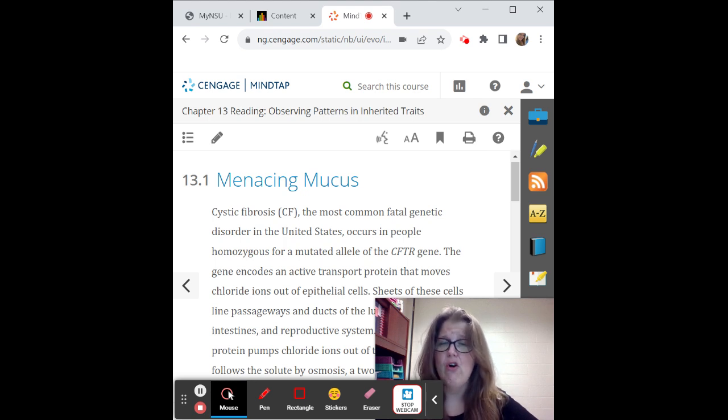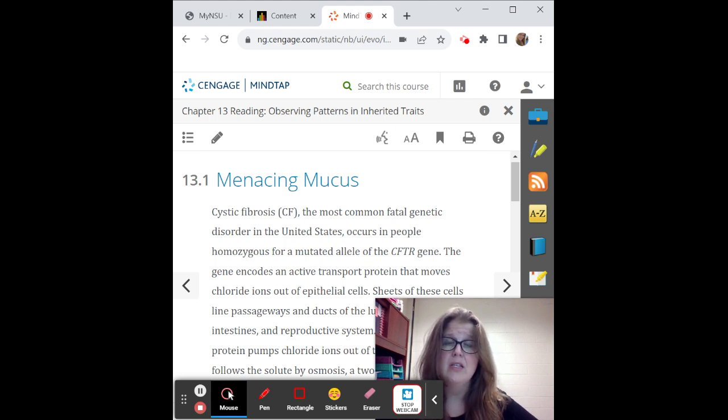Epithelial cells are your lining cells. So this would be like the inside of your mouth, your esophagus, inside the airways of your lungs. Even your skin is epithelial tissue. So this protein actually pumps chloride ions out of the cells.